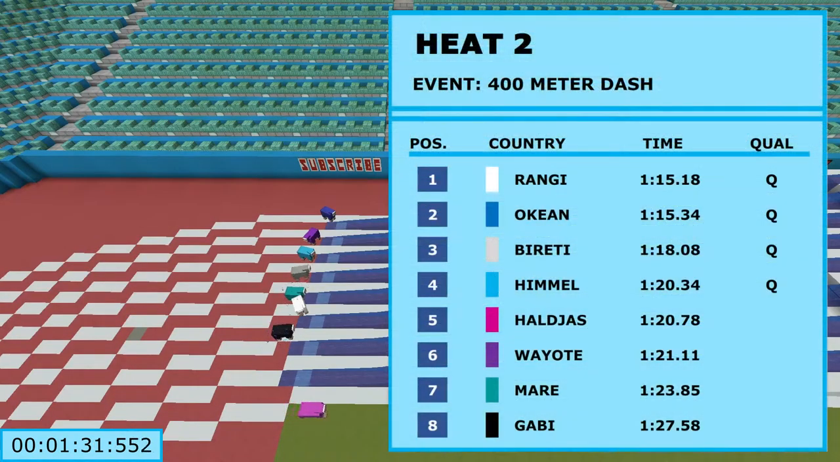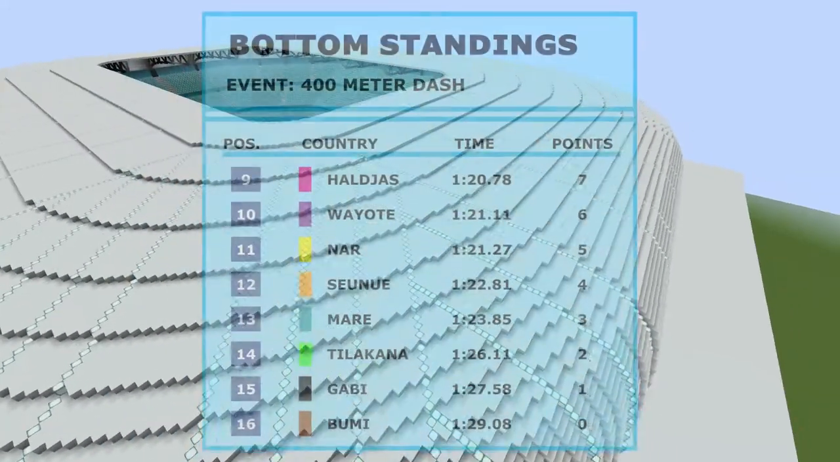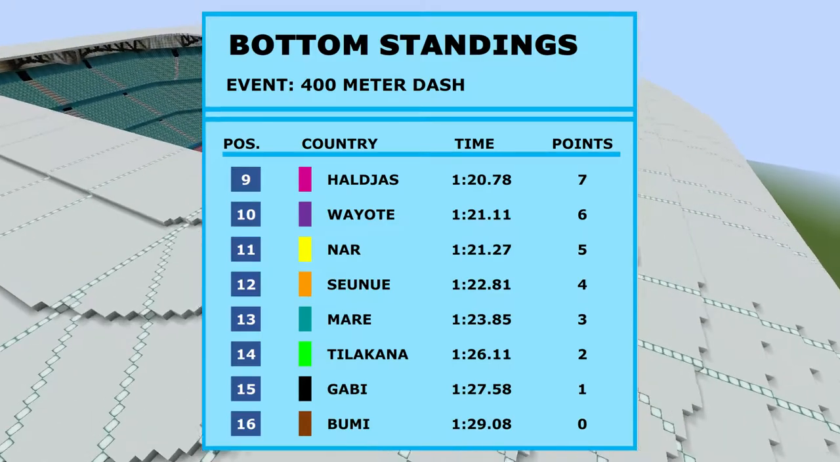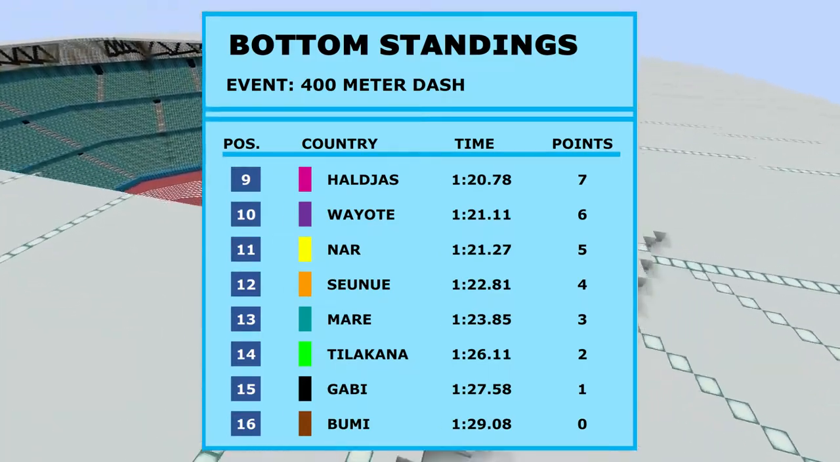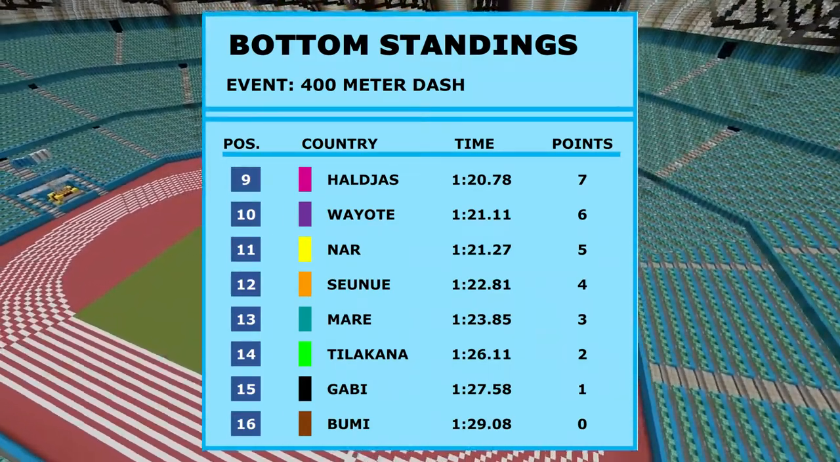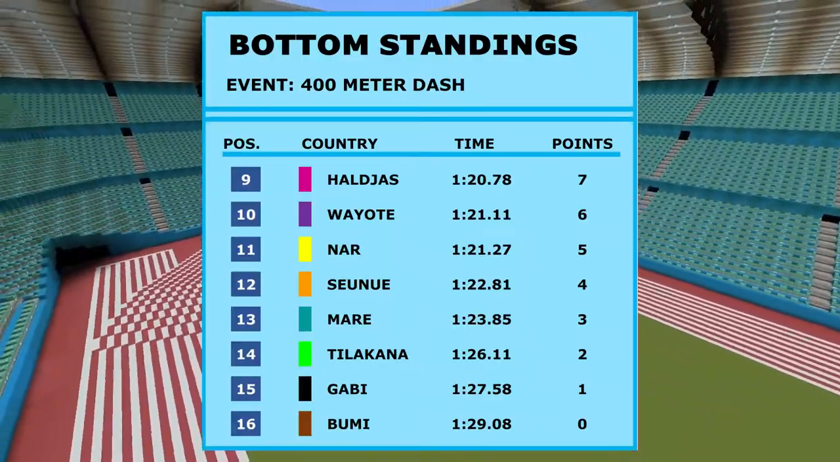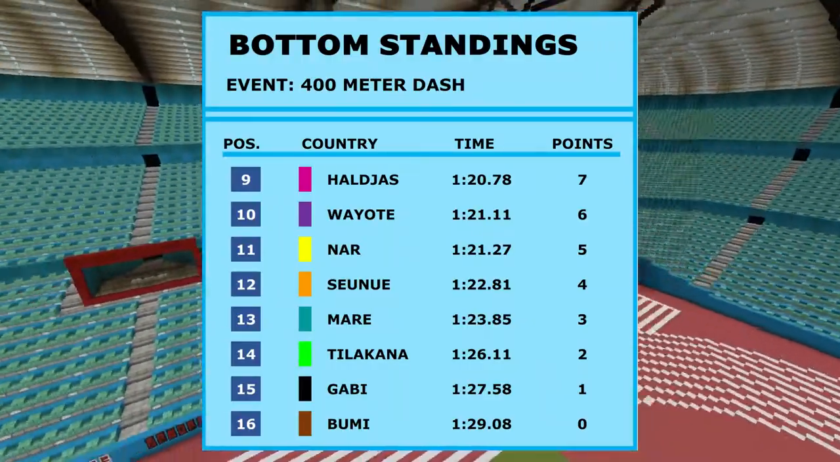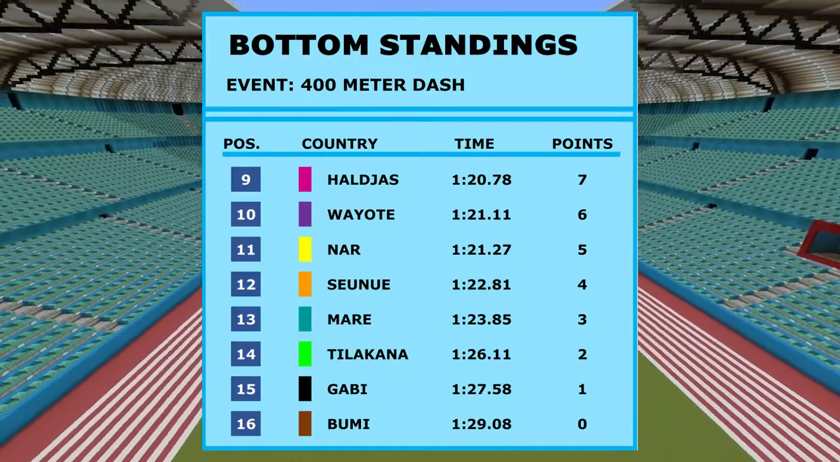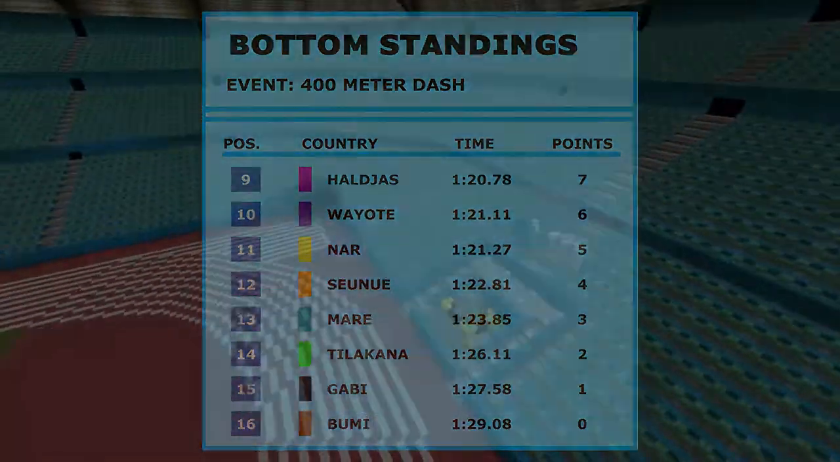We'll look at the times. Rangi and Okea, only 2/100ths of a second in between them. What a race by those two teams. We will now look at the bottom 9 to get their points and times. Haldas gets 9th place with 7, getting the fastest of the bottom 8. But Bumi finishing in last place with 0 points because of how slow they were in the 100 meters.